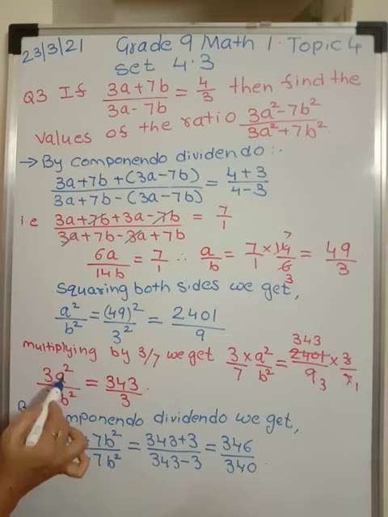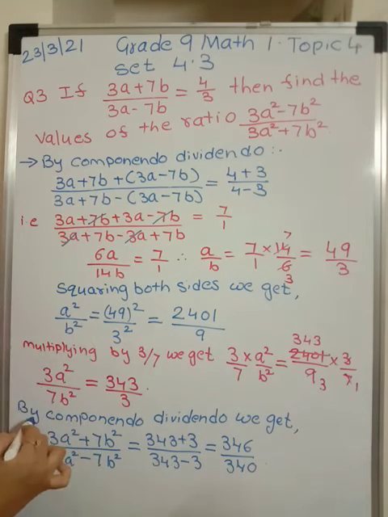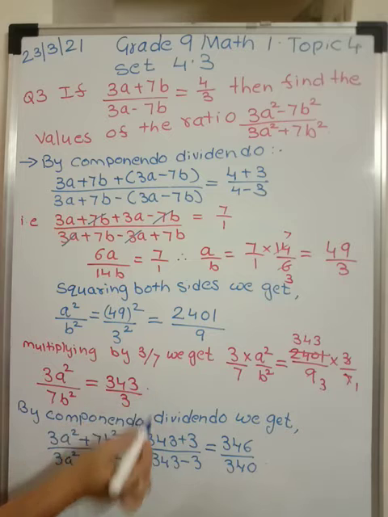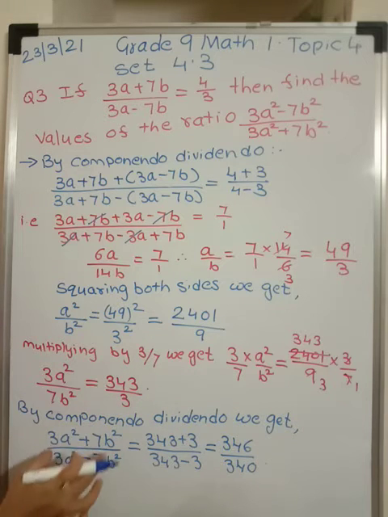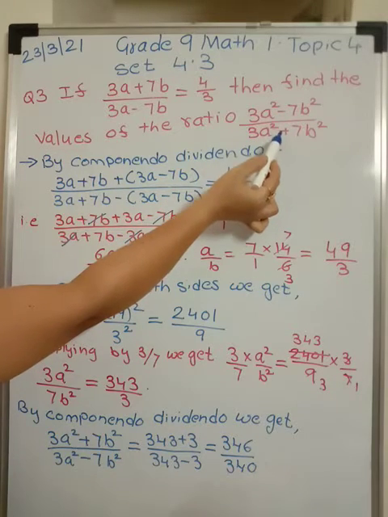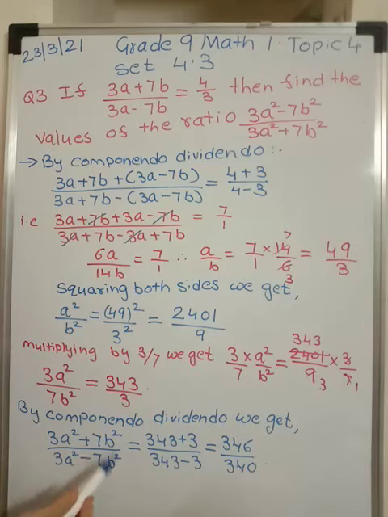Now once we get this, we can do componendo dividendo. So to this we should be adding ones and to this again we should be subtracting. So 3a square plus 7b square upon 3a square minus 7b square. The same operation should be done on this ratio also. So 343 plus 3 and 343 minus 3. So here we are going to get 346 upon 340. But we don't want plus sign above and minus sign below. What we want is the negative sign up. So we have to take the reciprocal again, that is, invert the ratio.